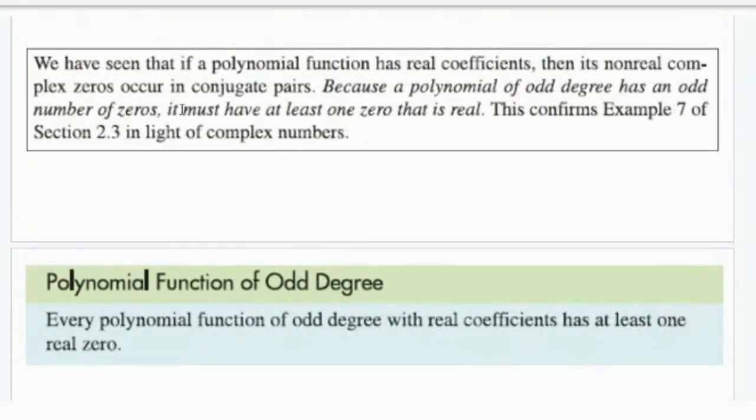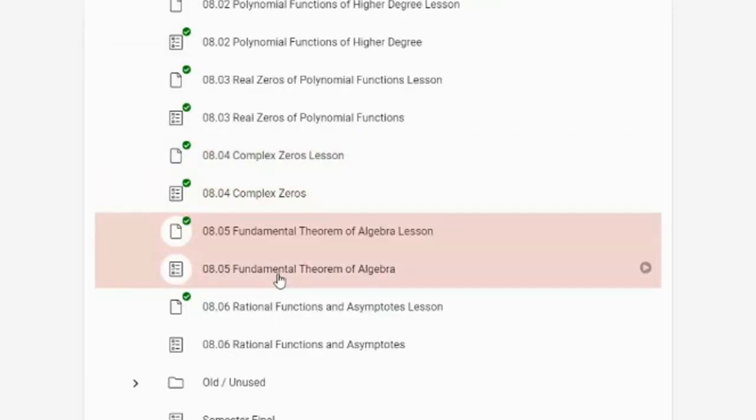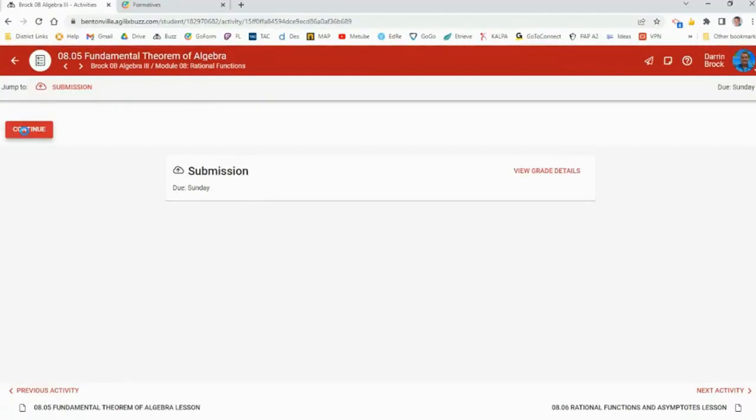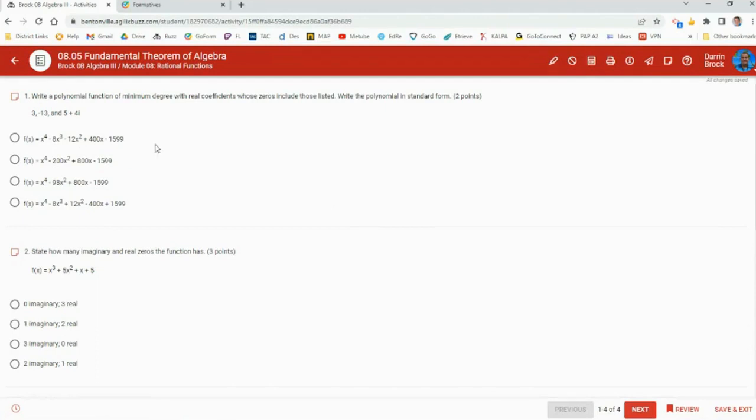Let's look at the assignment for this week. It is multiple choice. Polynomial function of minimum degree with real coefficients that have these zeros. 1, 2, 3 zeros listed. But notice one of those zeros is imaginary. So are you writing a third degree? No. Look, all the answers are fourth degree. Why are they all fourth degree?